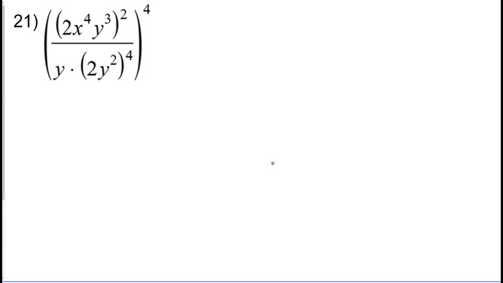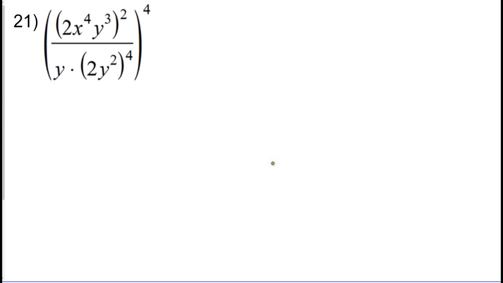Okay, guys, we are going to do number 21 from worksheet P.2. And again, it looks like a lot, but you're just going to take it one step at a time, work from the inside out, try to simplify inside the smallest set of parentheses first, and then work out each layer. The nice thing about this one is I do not see any negative exponents.